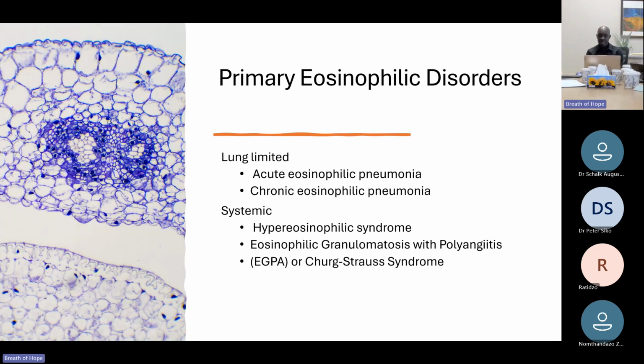So let's look at the primary eosinophilic disorders. We have the lung-limited diseases, such as acute eosinophilic pneumonia and chronic eosinophilic pneumonia. And then there are those that involve the systemic, that would be your hypereosinophilic syndromes and eosinophilic granulomatosis with polyangiitis, or Churg-Strauss.